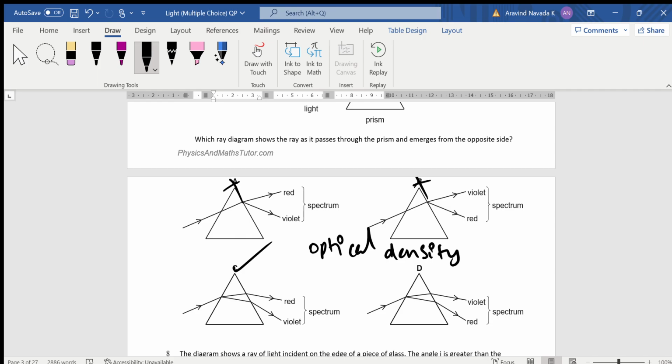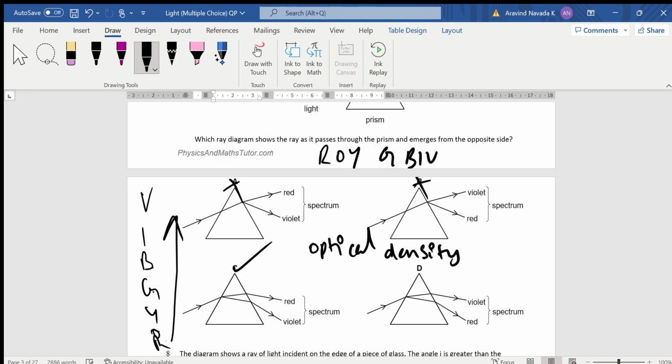So, you can remember this by VIBGYOR. Red, orange, yellow, green, blue. You have to remember it backwards. Or you can remember it as a name, Roy G. Biv. We usually call it Mr. Roy G. Biv, and you can count this. Remember it like this if you have problems remembering it.